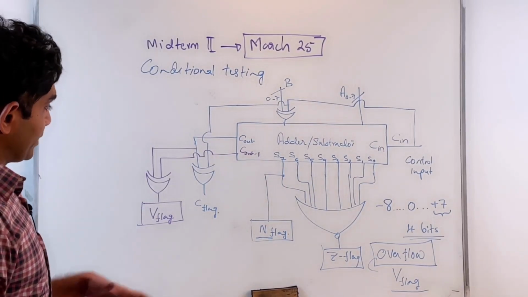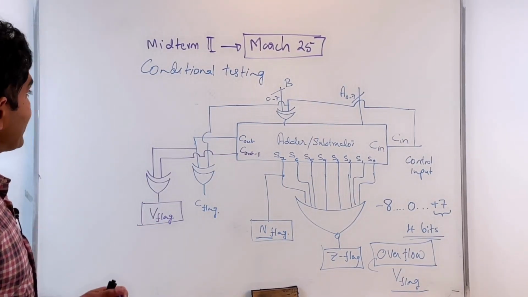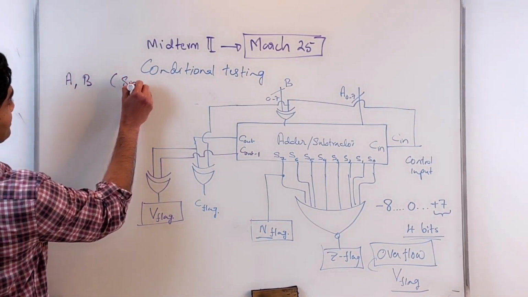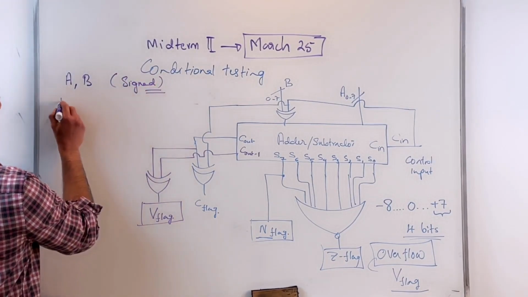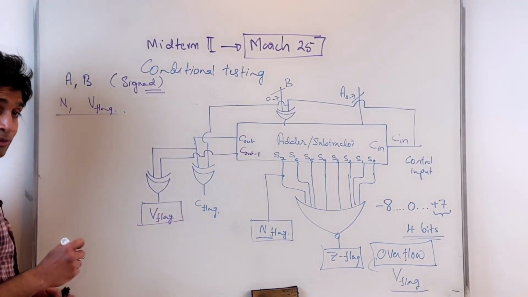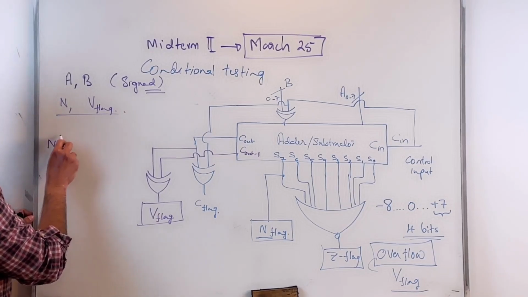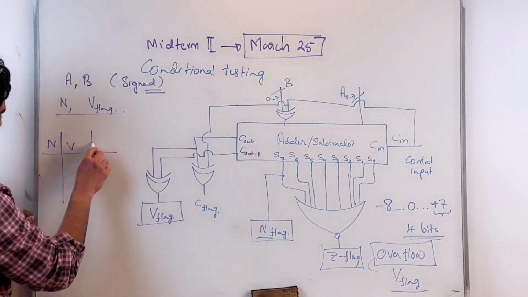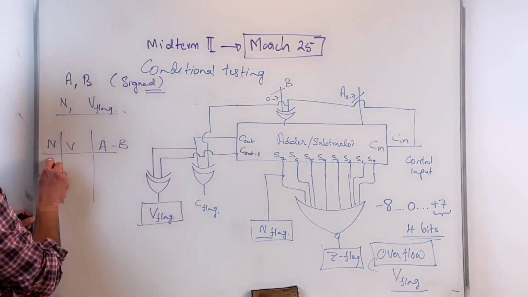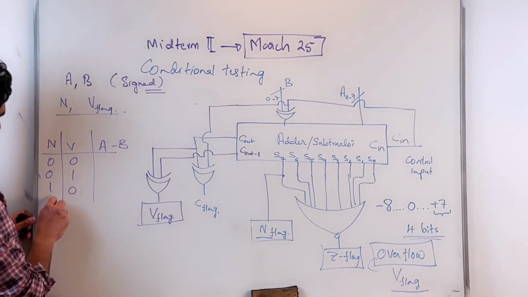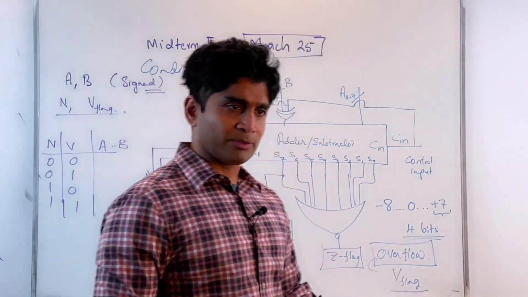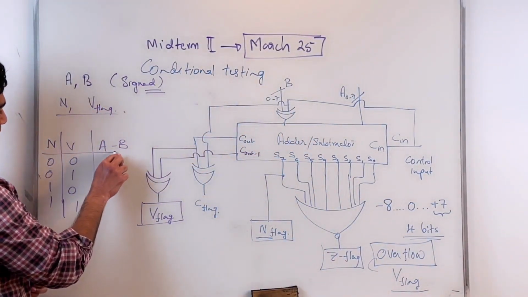All right. So that's good. So we have gotten that. Now, if I want to make a comparison between A and B, of course in this case A and B are signed, I need to be looking at both the N flag and the V flag. Now let's look at all different possibilities between N and V, to get some kind of an idea about the A minus B operation. Again, I look at all possible combinations between N and V, and look at what that really means in terms of the result of the A minus B operation.